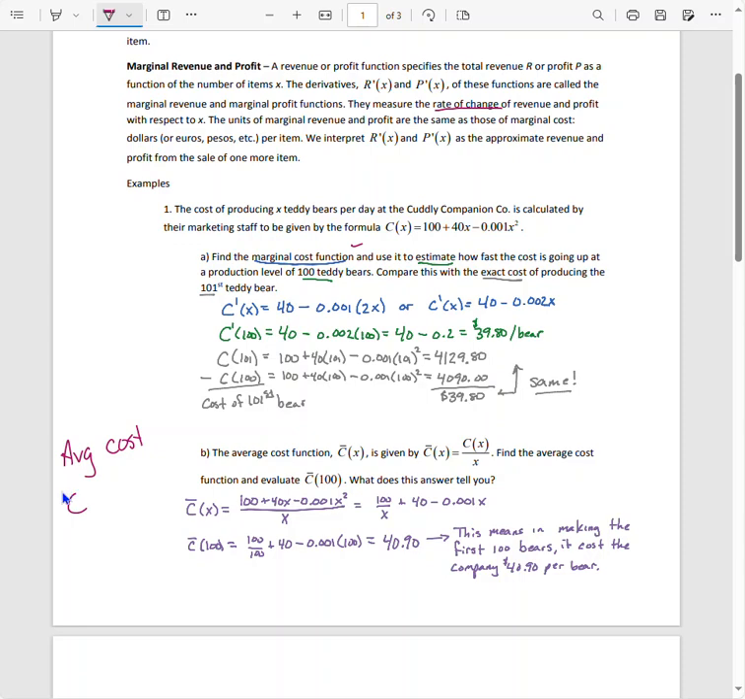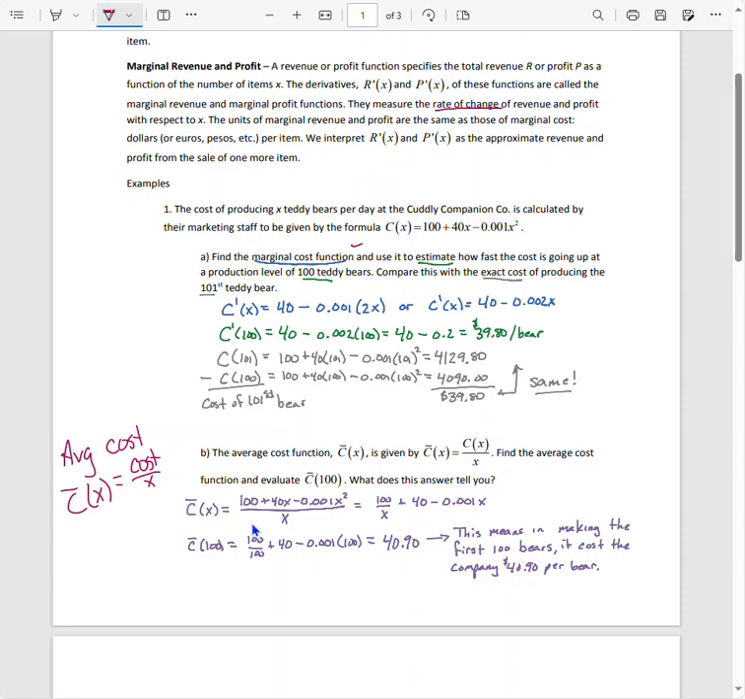Average cost is notation C bar of X, and it's always cost divided by X. Always. It's the cost function divided by X is the average cost function. And then we're going to evaluate it.